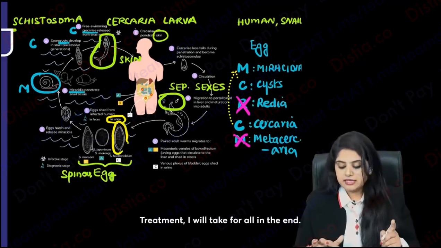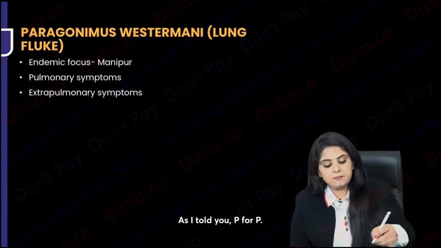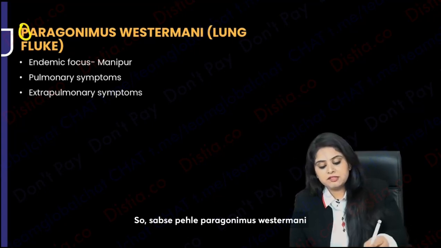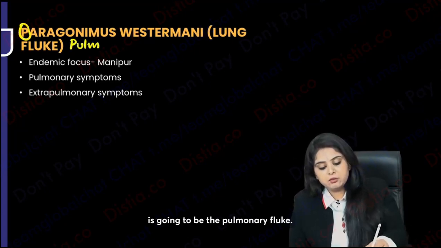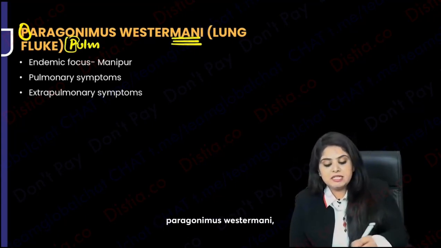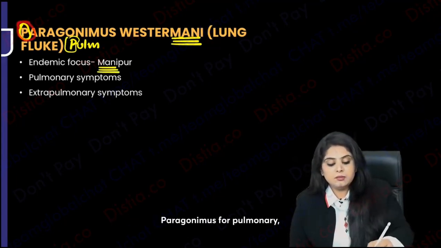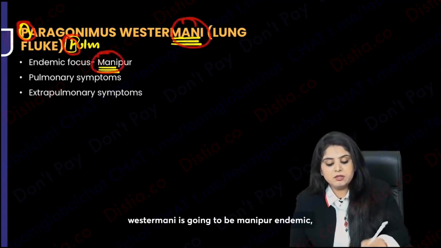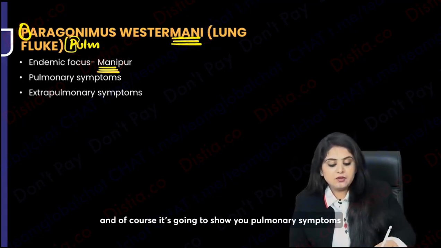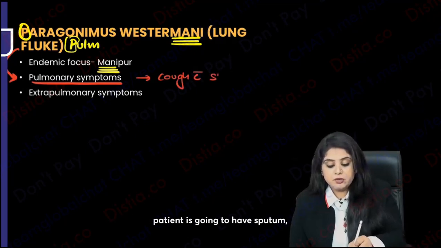Treatment I'll take for all in the end. Let's go to the next one, that is Paragonimus westermani. As I told you, P for P. So sabse pehle, Paragonimus westermani is going to be the pulmonary fluke. So lung fluke, pulmonary fluke. Paragonimus westermani, mani matlab Manipur mein it is endemic. Repeating, Paragonimus for pulmonary, westermani is going to be Manipur endemic, and of course it's going to show you pulmonary symptoms, which means patient is going to have cough, patient is going to have sputum.